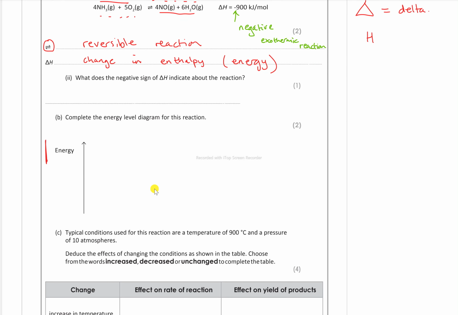Right, so what you do is draw a line in the middle and write the reactants here, that's these things: 4NH3 plus 5O2. And because it's exothermic, the energy levels will go down. So at the end of this line, you go down and draw another line, and it's 4NO plus 6H2O. So we've just drawn the energy level diagram, or completed it.